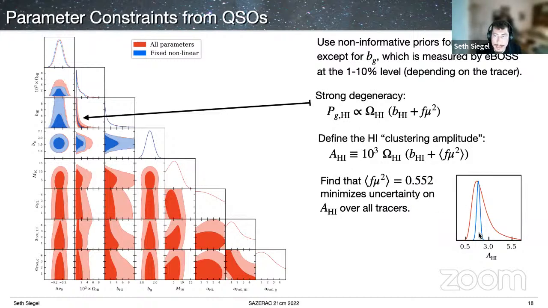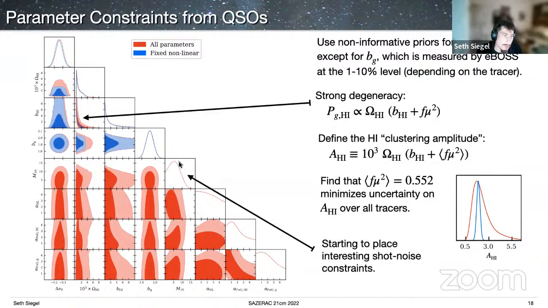And examining the plot, you can see that uncertainty in the modeling of nonlinear scales, which you see by comparing the blue to the red, significantly increases the uncertainty on AH1. But this is not weakening our detection significance. And then I'll also point out that while we don't quote the shot noise constraints in the paper, the finite width of this posterior distribution is indicating that this is starting to become interesting and is something we think we can constrain in future analyses.